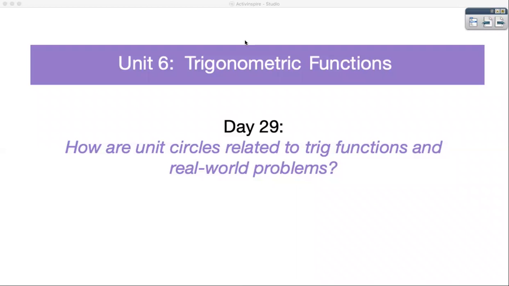Hello, my name is Ms. Midha, and today we are going to be looking at the following question. How are unit circles related to trig functions and real world problems?